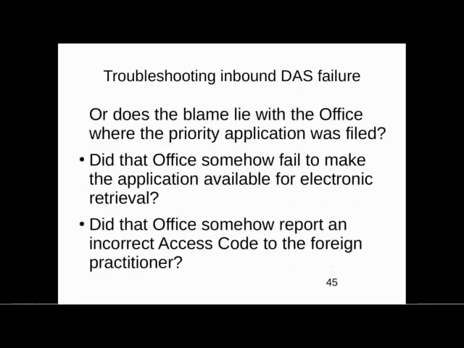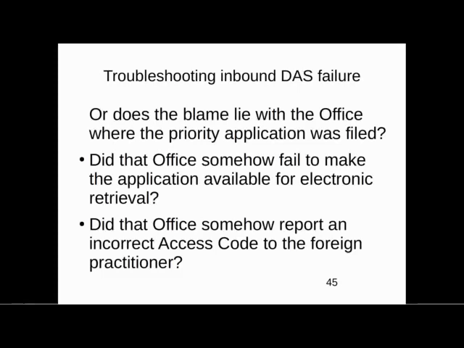Of course, you should be copying and pasting from a trusted source, not typing with your fingers. Or the office where the priority application was filed, the Office of First Filing, might have gotten something wrong. Suppose they said they made it available to DAS, but somehow they slipped up and didn't actually make it available to DAS through some inadvertence, failure to click the right mouse click somewhere.